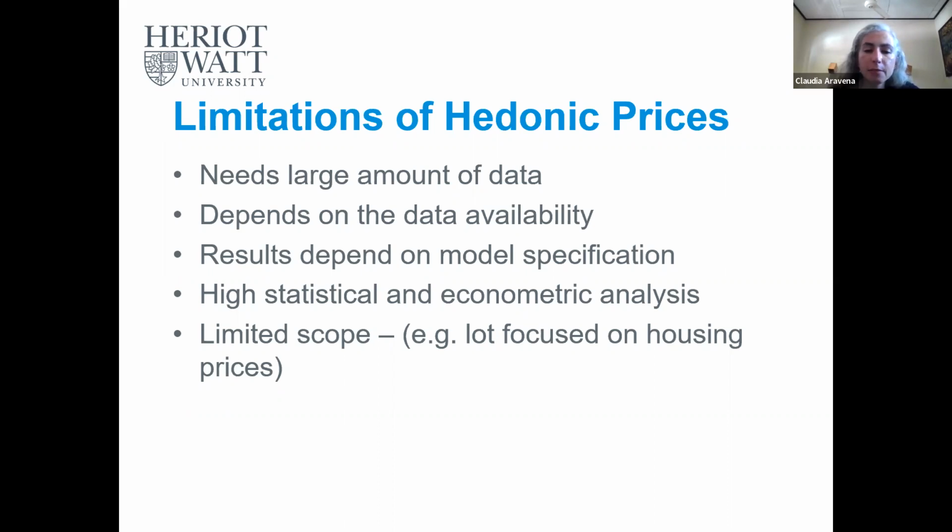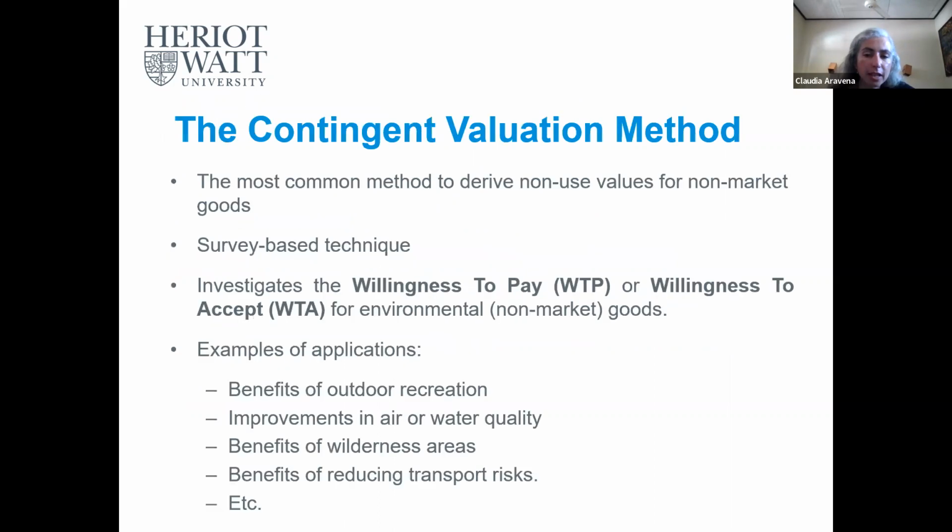And it has a limited scope. For example, there is a lot that is focused on housing prices, not much applied to other types of valuations. Hedonic pricing has been mainly used for housing prices. So those are the limitations of this hedonic price. However, we saw that it has a different benefit as well.